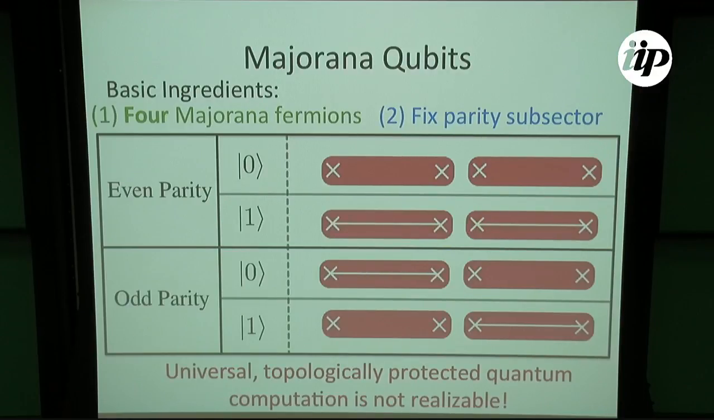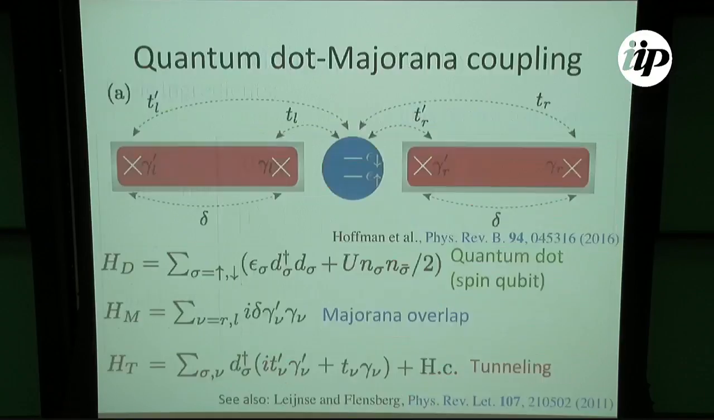This is nice for storing information, but unfortunately, one cannot do universal quantum computation that's topologically protected using Majorana qubits. There are lots of solutions to facilitate the additional quantum gates that one needs to perform in order to facilitate a universal quantum computation. And one possible way to facilitate these additional gates is by including a quantum dot.